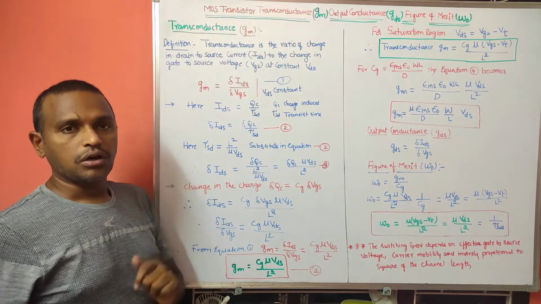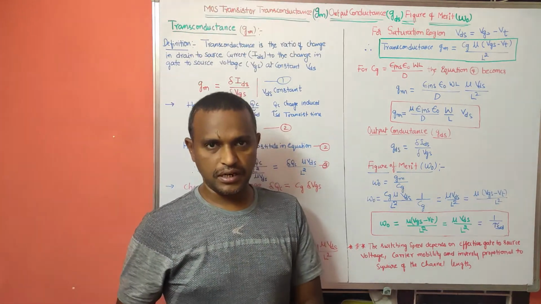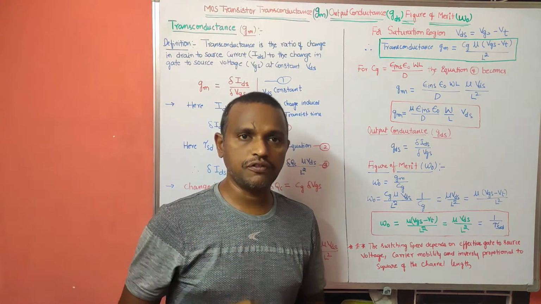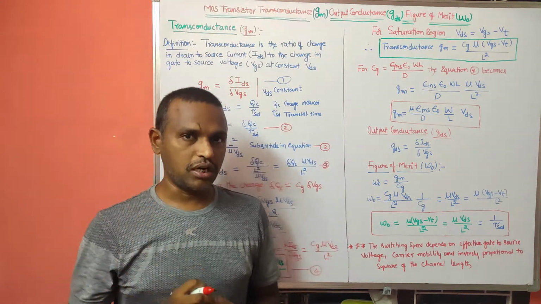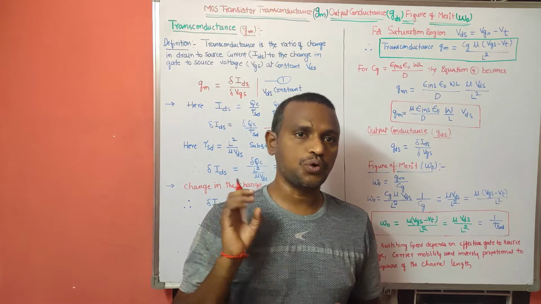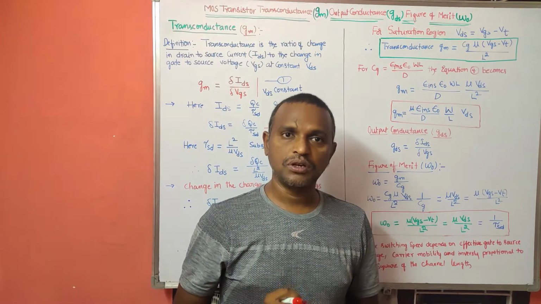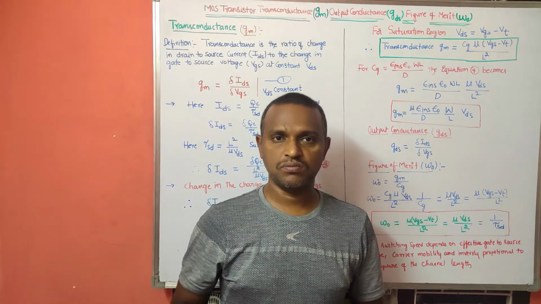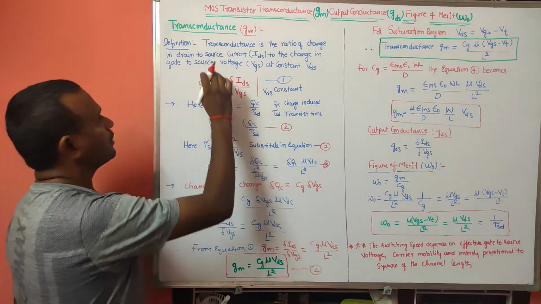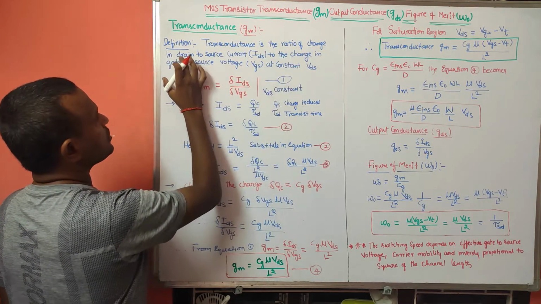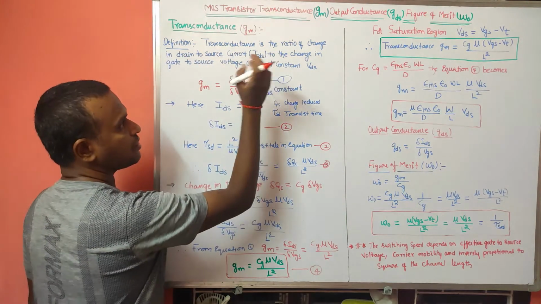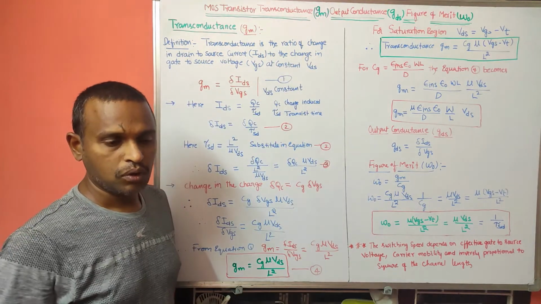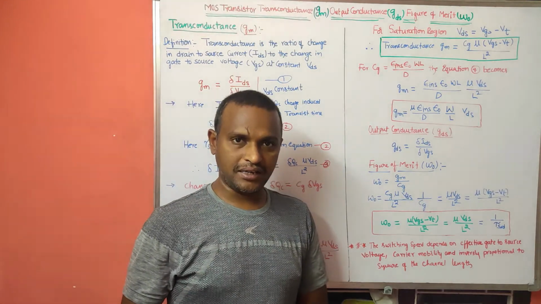Now if we consider the definition of transconductance: transconductance is defined as the ratio of change in drain to source current IDS to the change in gate to source voltage at a constant value of drain to source voltage VDS. So that is the transconductance definition.